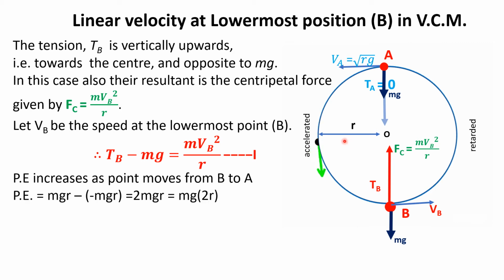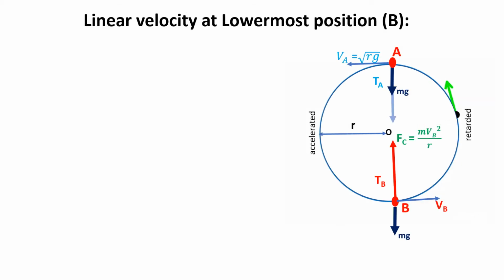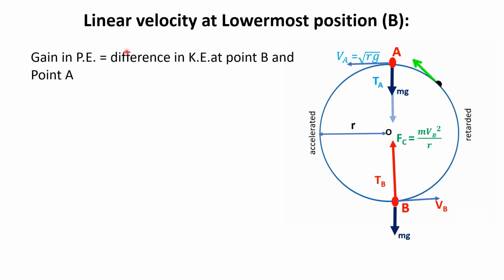And we can calculate the potential energy along the path B to A as PE is equal to mg times r plus mg times r, that is equal to 2mgr, which can also be rearranged like this, mg into 2r. Hence, the corresponding change in the gravitational potential energy is converted into the kinetic energy. So we can write the equation as gain in potential energy is equal to difference in kinetic energy at point B and at point A.